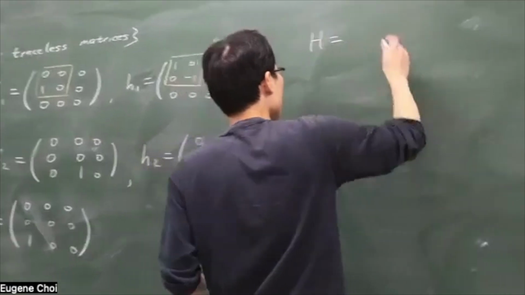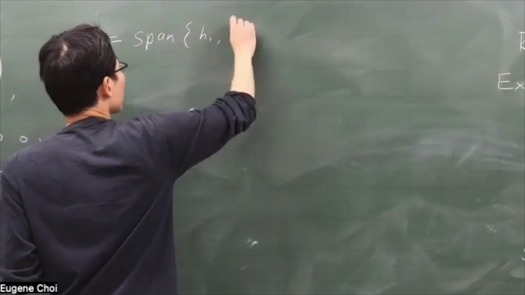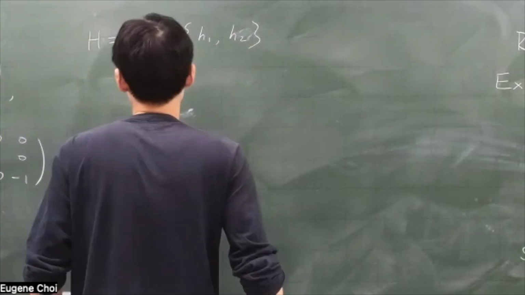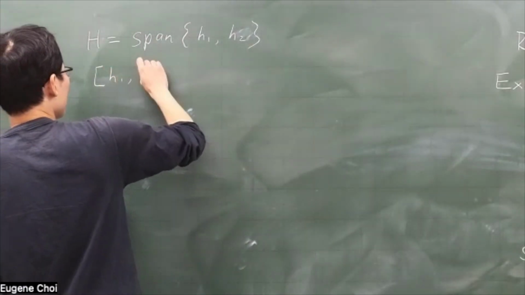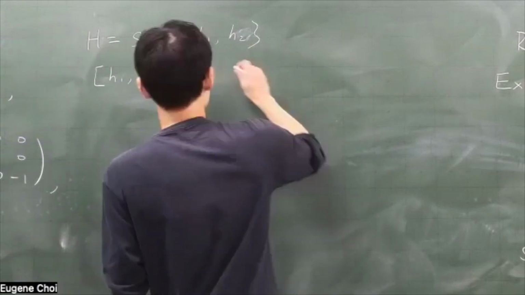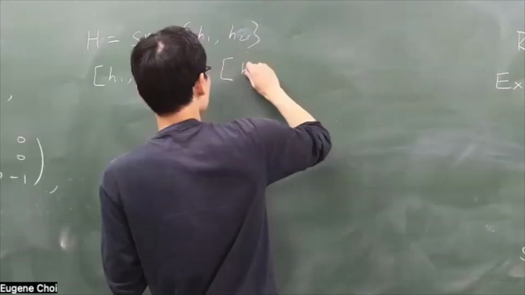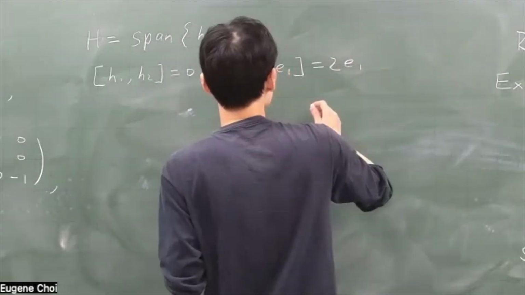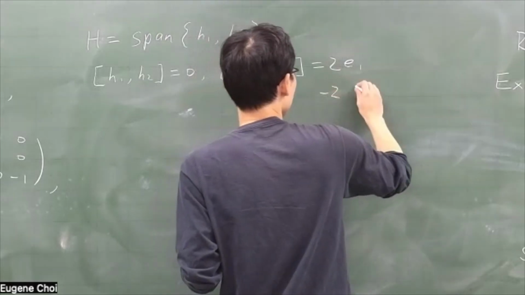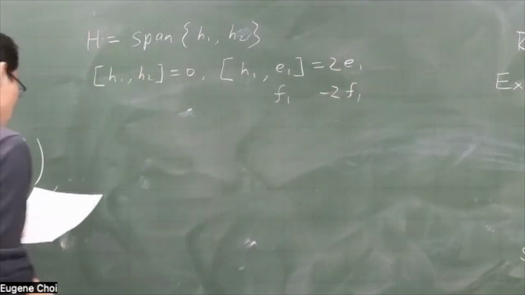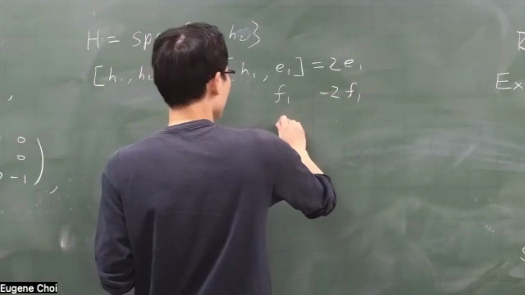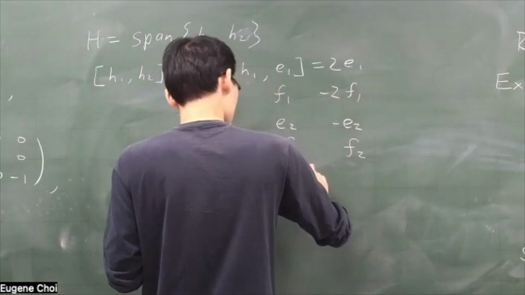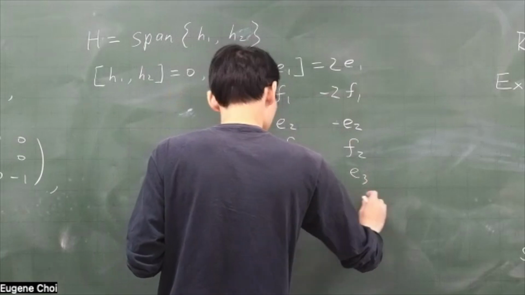So now we say H is the span of H1 and H2, which is the Cartan subalgebra of SL3. Then I can write down all the commutators. Of course, H1 and H2 commute, and I have H1 with E1, because this is... okay, let me just write it this way. I hope you can understand this, but for F1, it's just minus 2F1, and for E2, this is minus E2. For F2, it is F2, and for E3, it is E3. F3 is minus F3.